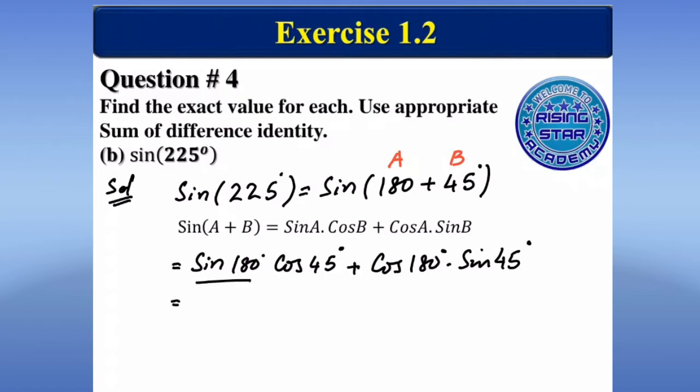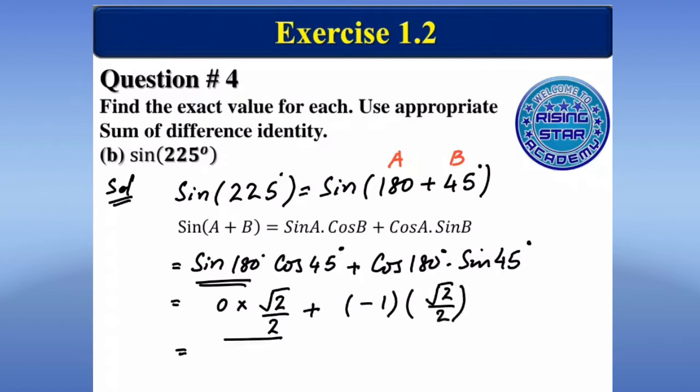Sine 180, that would become 0 if we use the calculator. Cos 45 value is square root 2 by 2. Cos 180 value is negative 1 and sine 45 value is square root 2 by 2. Any number that would be multiplied by 0, that would become 0, and minus 1 is multiplying with square root 2 by 2, so that would be negative square root 2 by 2. So our final answer would be square root 2 by 2 with negative sign. Now move to the next part.